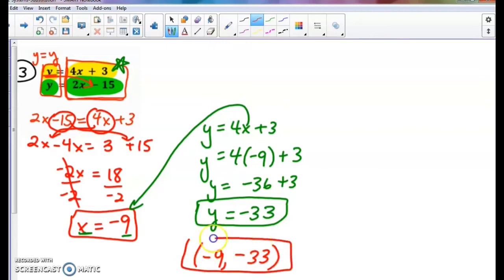Quick little statement about this solution is that think about if you were to graph both of these linear equations on a coordinate plane, they would eventually cross at negative 9, negative 33. So rather than having to make a coordinate plane that big, we just solve it algebraically.